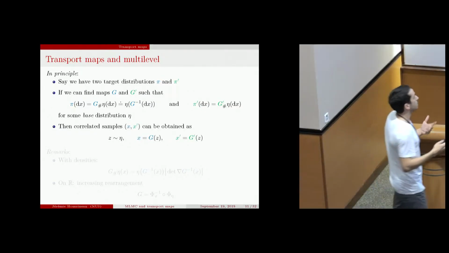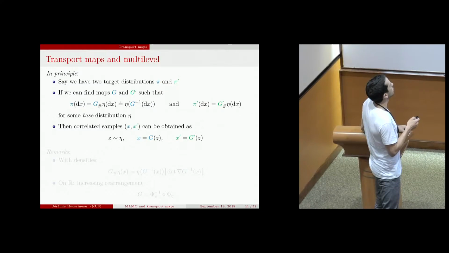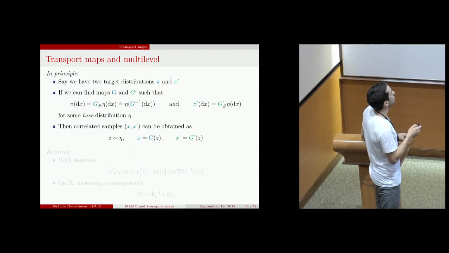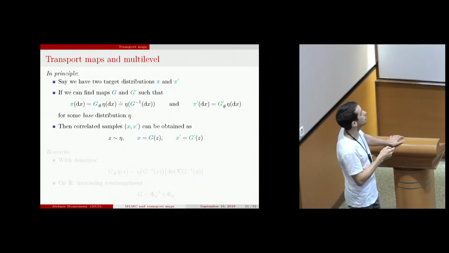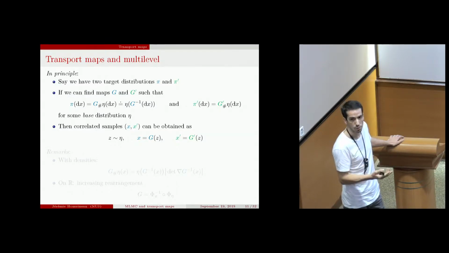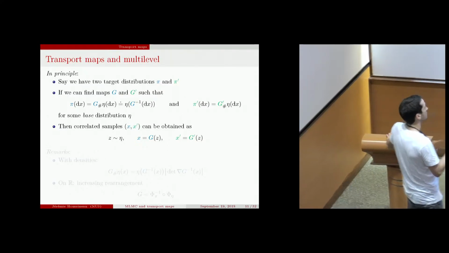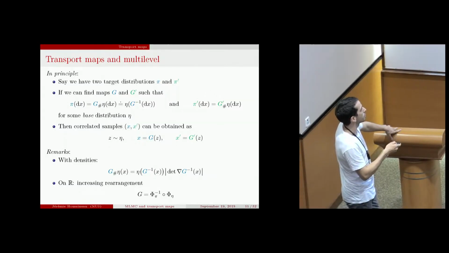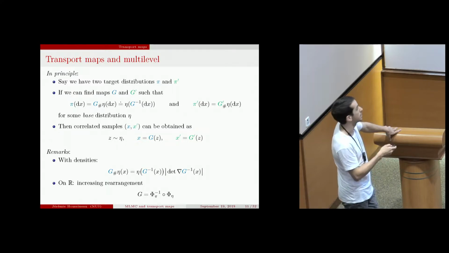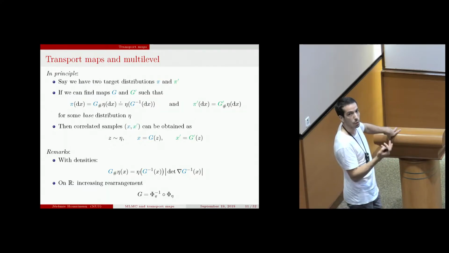So once we have this, we can basically do exactly the same trick. We can take some realization of our base distribution eta, map it through our two transport maps, right? And we obtain two correlated samples from our distributions. So this is a similar idea, and actually you can easily see the connection with the previous one. Since in the 1D case we can write this transport map with the CDF, that's called increasing rearrangement, and that's actually one of the only cases where we know transport maps explicitly. In general, it's a hard problem.